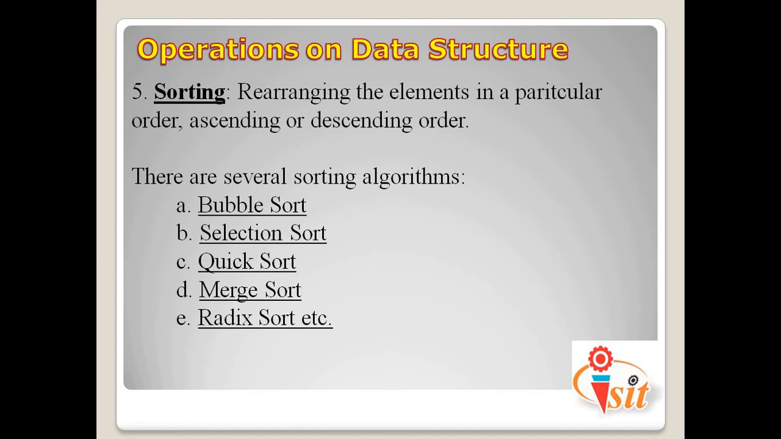Next we have sorting. It means rearranging the elements in a particular order. We can sort the elements either into ascending or into descending order. Several algorithms are available, like bubble sort, selection sort, quick sort, merge sort, radix sort, etc., to sort the elements into ascending or descending order.